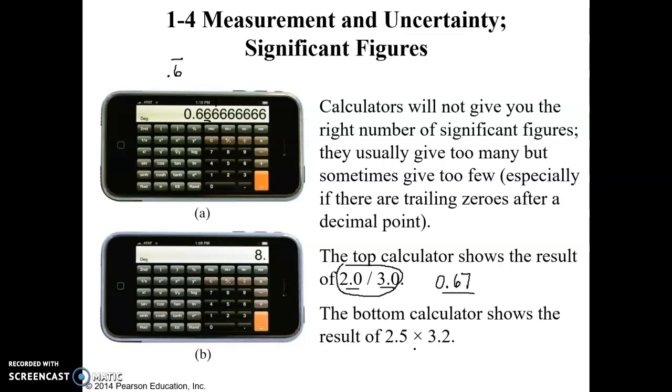Now down here, we have an interesting situation where we have 2.5 times 3.2. The calculator just shows us that the answer is 8. But that's not enough significant figures. Again, we have a number here with 2 and another number here with 2 significant figures. Therefore, our answer should have 2 significant figures. We should report this as 8.0, not just 8, but 8.0.